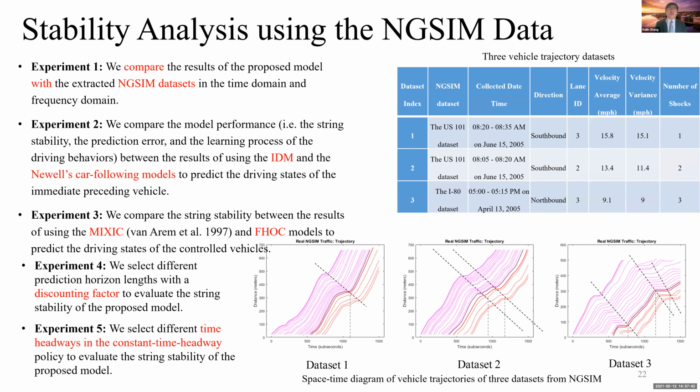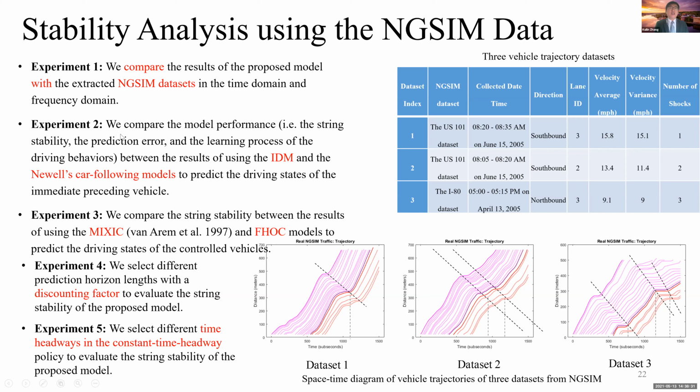Then we show some results on the stability analysis of this controller. We use NGSIM data, human driving trajectory data, and we choose 3 data sets. For each one we look at whether there is some oscillation. We find a data set with 1 shock, data set 1, another with 2 shocks, and another with 3 shocks. For the first experiment, we check whether our model achieves string stability on the NGSIM data.